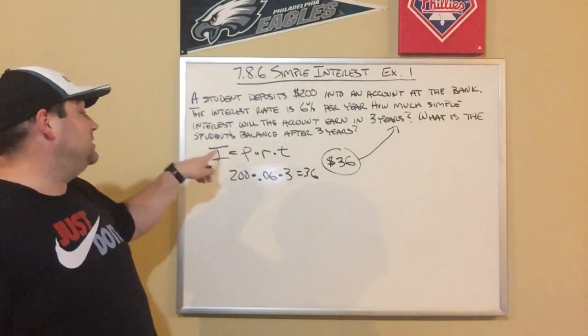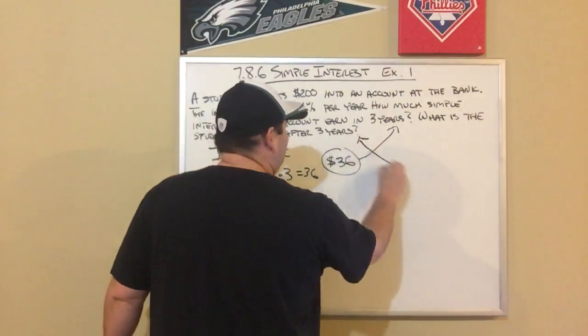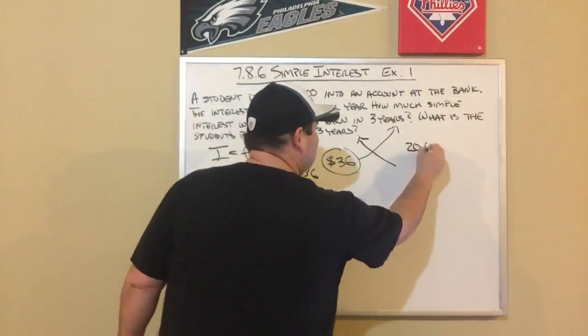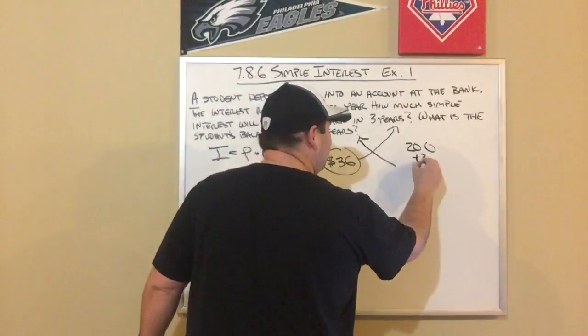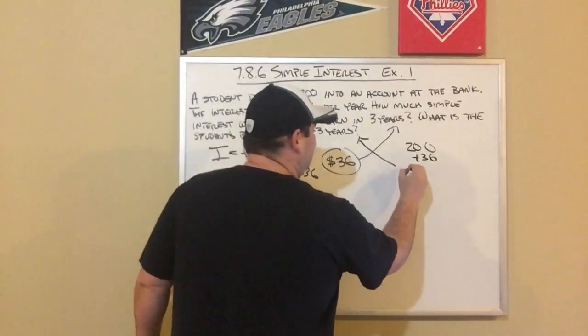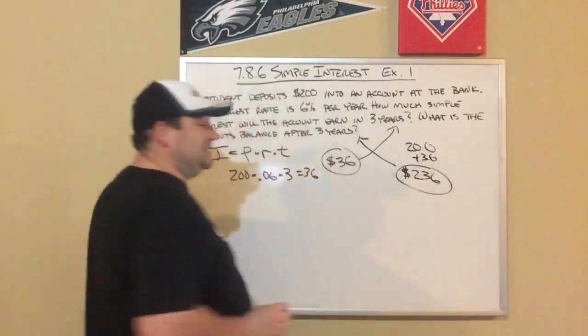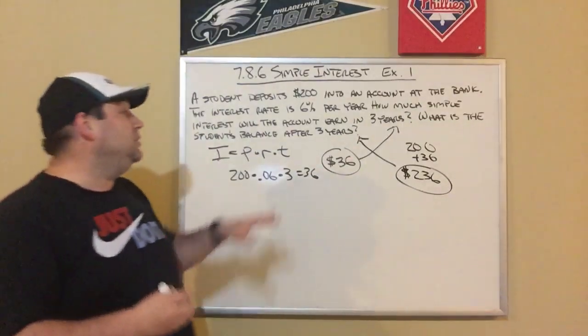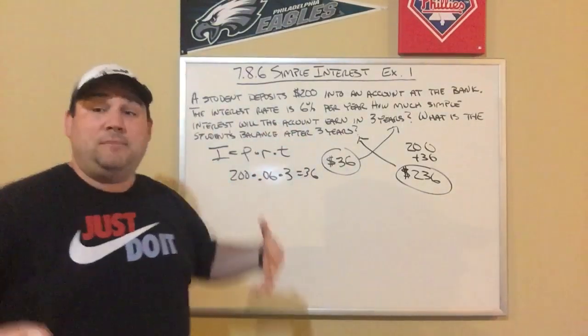But the question then is, what is the student's balance after 3 years? So to answer that question, we need to take the $200, the original amount they put in, and add the $36 of interest that earned. So we end up figuring out that's going to be $236.